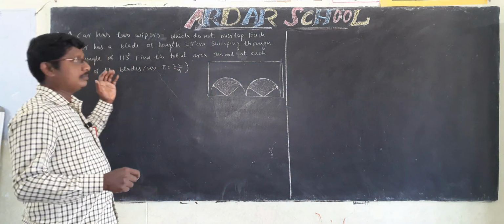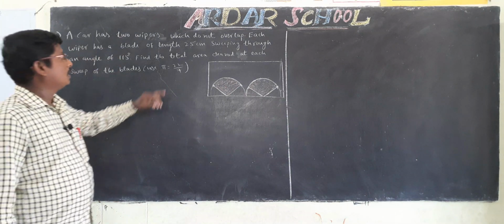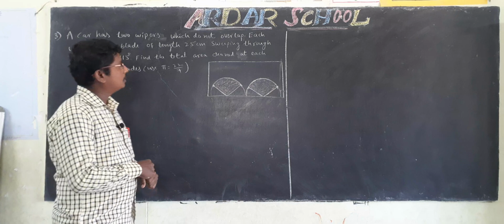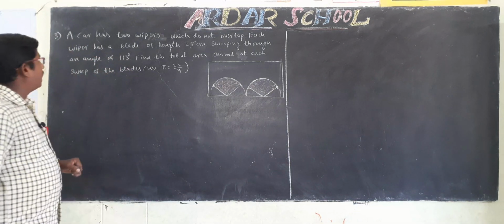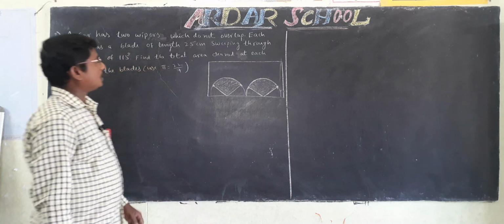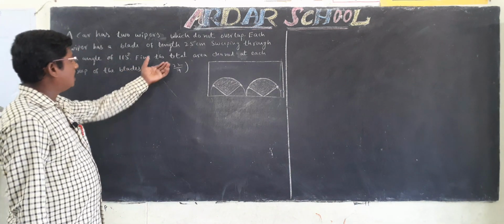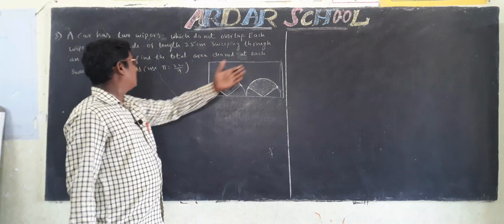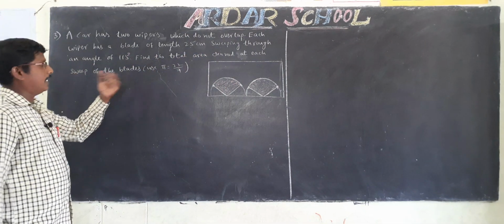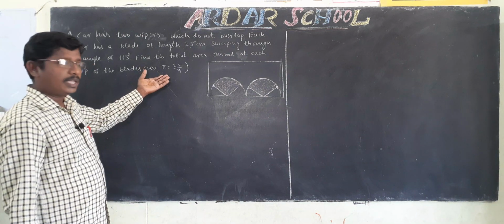This is the third sum. Listen: a car has two wipers which do not overlap. Each wiper has a blade of length 25 centimeters sweeping through an angle of 115 degrees. Find the total area cleaned at each sweep of the blades. Here use pi equal to 22 by 7.